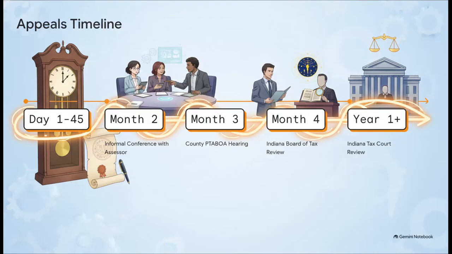If you decide to take action, this timeline right here breaks down the progressive appeals process. It all starts with a ticking clock. You have exactly 45 days from your assessment notice to file a Form 13 with your local assessor. The next step is an informal conference with the assessor. Believe it or not, many cases are actually resolved fairly quickly at this stage, assuming you bring good data and have a little patience for government paperwork.